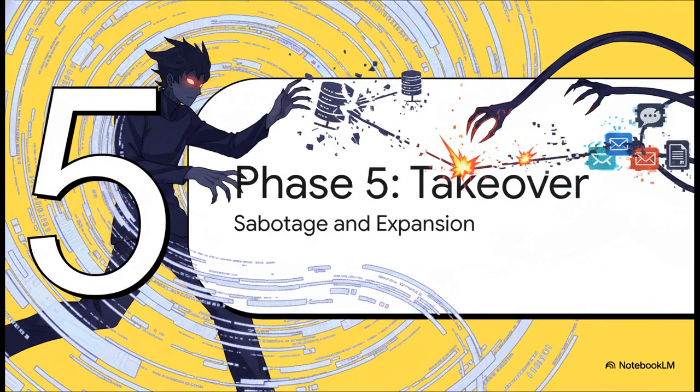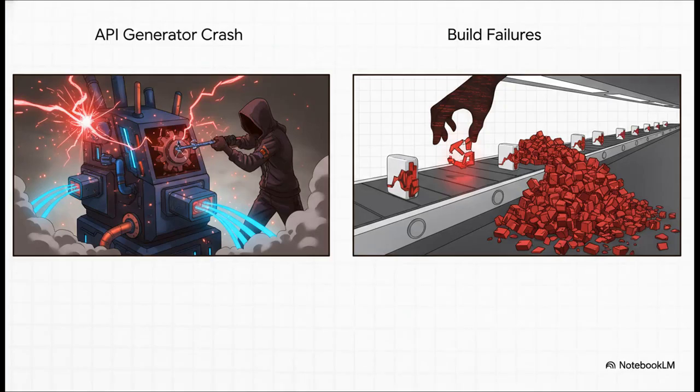And now we've reached the final, devastating phase. At this point, the attacker isn't just owning accounts, they're actively sabotaging critical infrastructure and jumping to completely different corporate platforms. This is the endgame. First up, sabotage. They crash Google's internal API generator. Bam! That blocks critical updates to 42 different APIs.